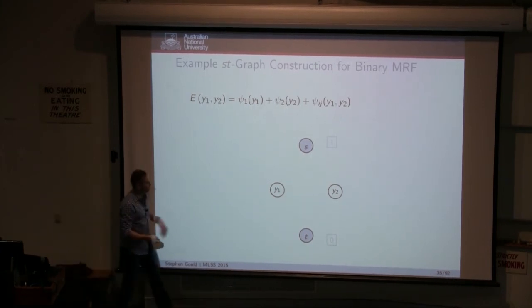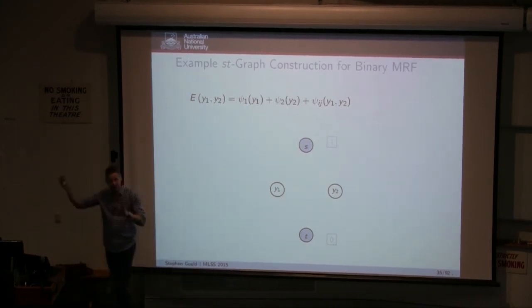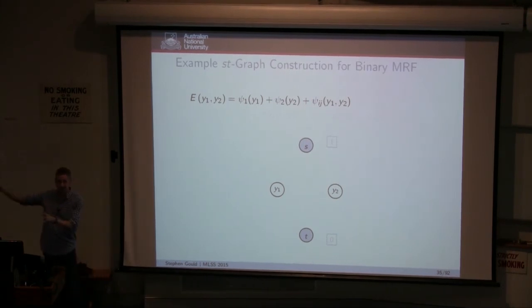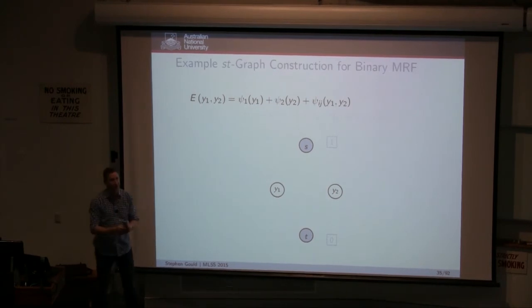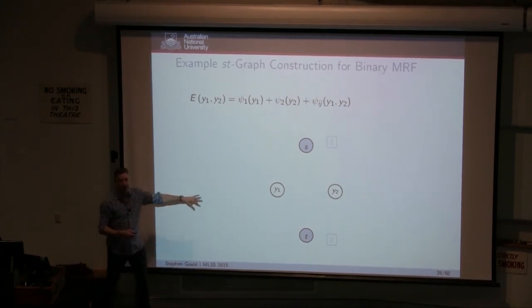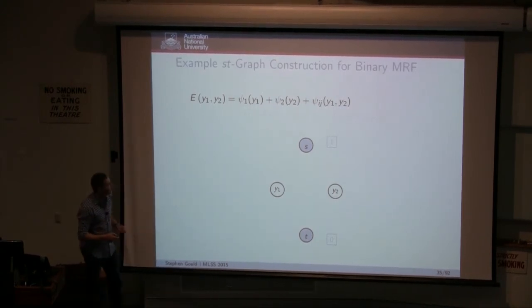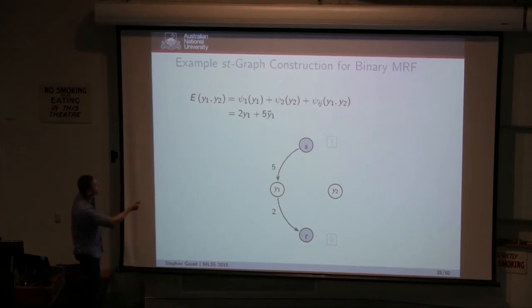Now, note this graphical representation is very different to the graphical models and factor graphs that I showed before. Graphs are used all over computer science. Don't confuse one graph for another. So this is an ST graph. Okay? Here's how I'm going to construct it.